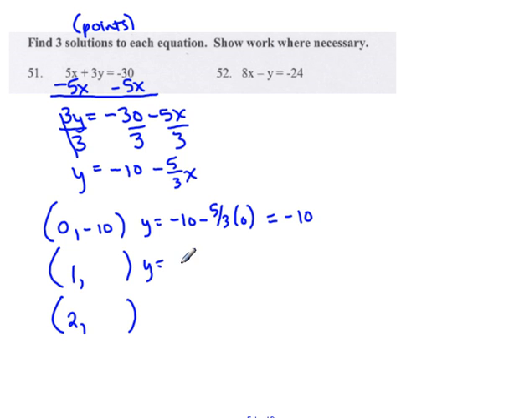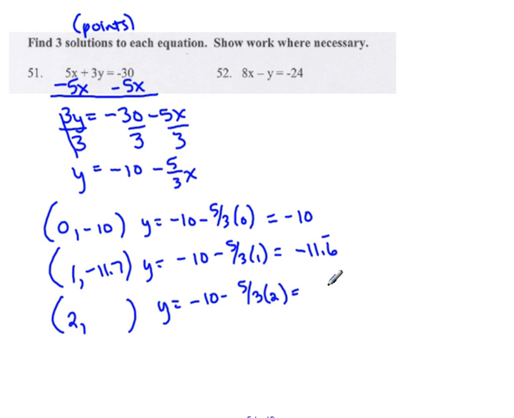Now plug in 1. And when you do that, you get a decimal, which since we're going to graph, you can go ahead and leave it in decimal form. Negative 11.6 repeating, or negative 11.7 if you round. Plug in 2, and you get negative 13.3 repeating, or negative 13.3.